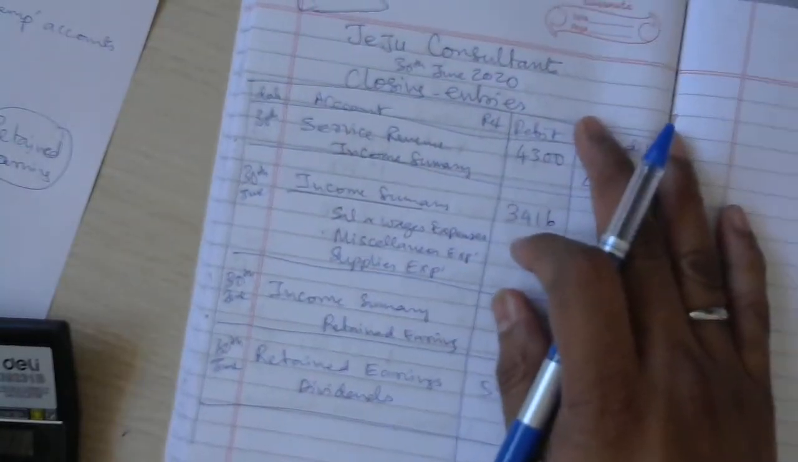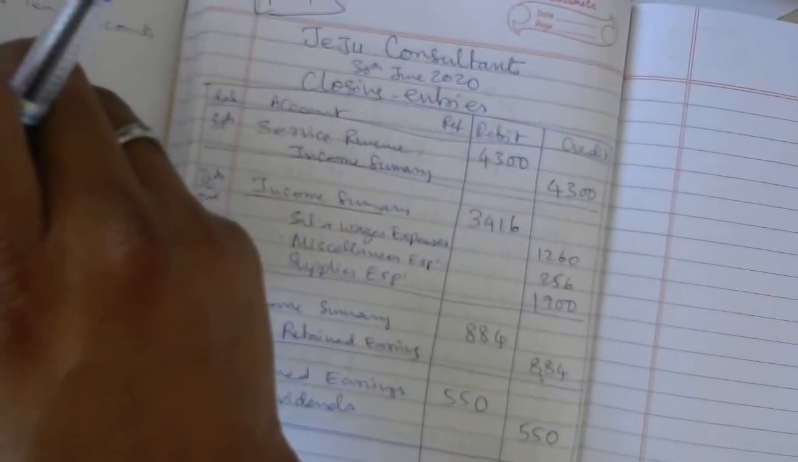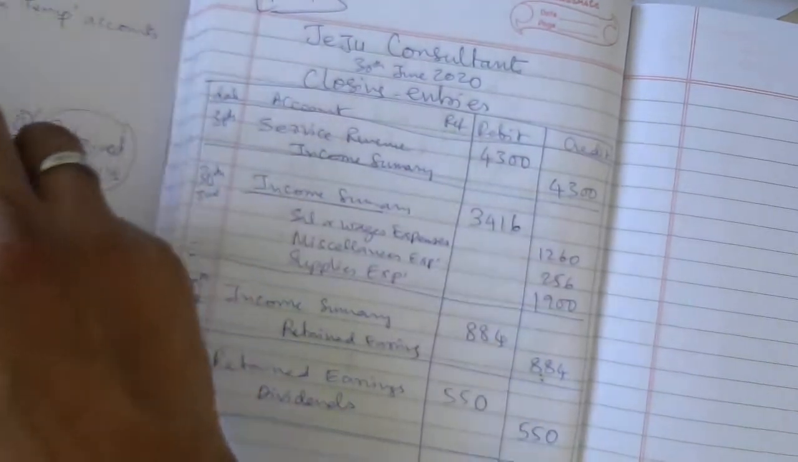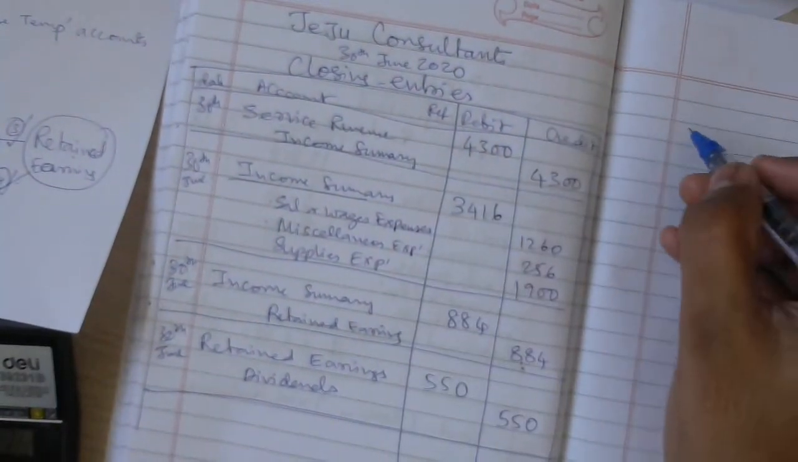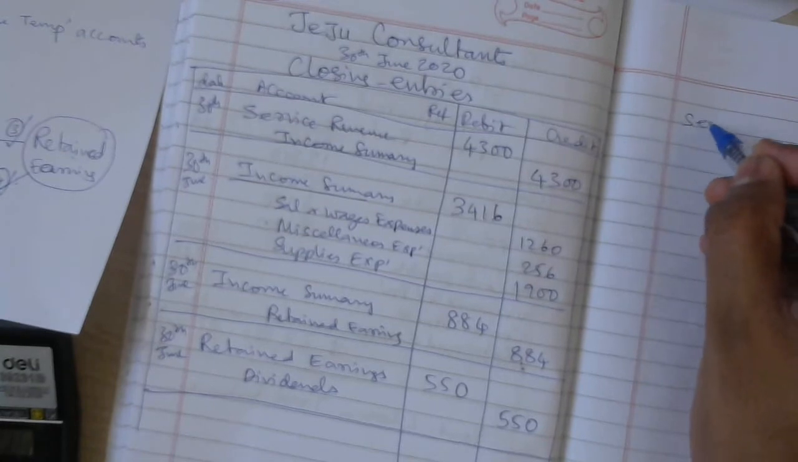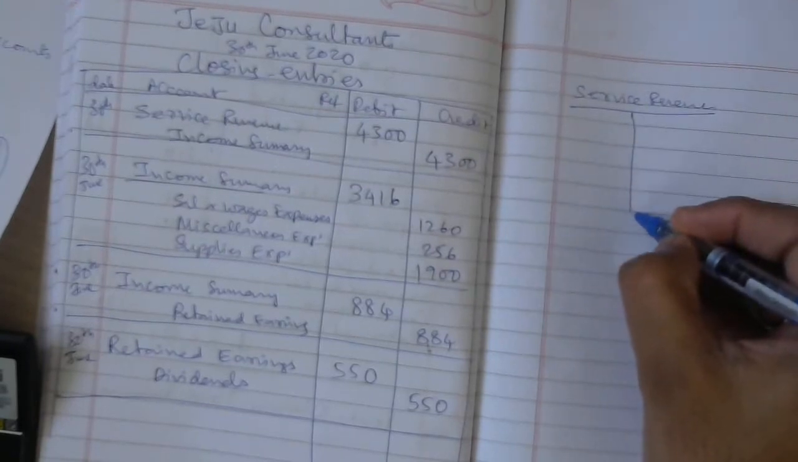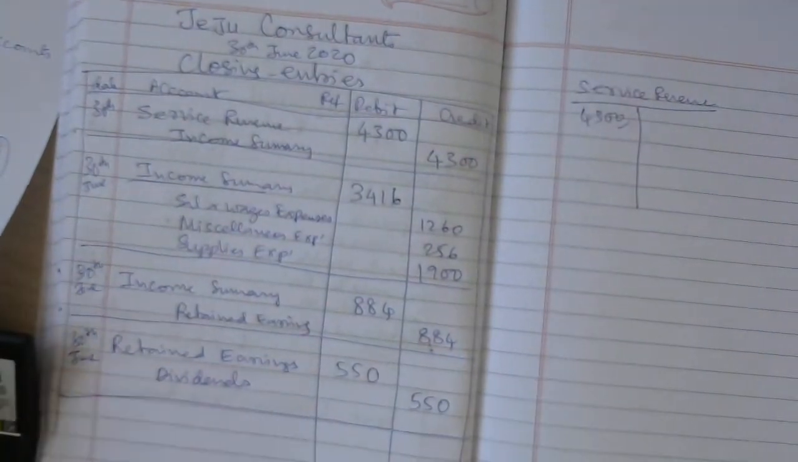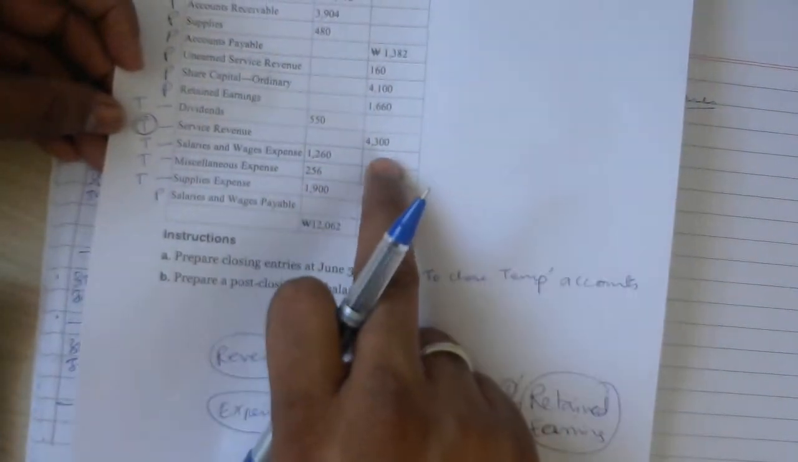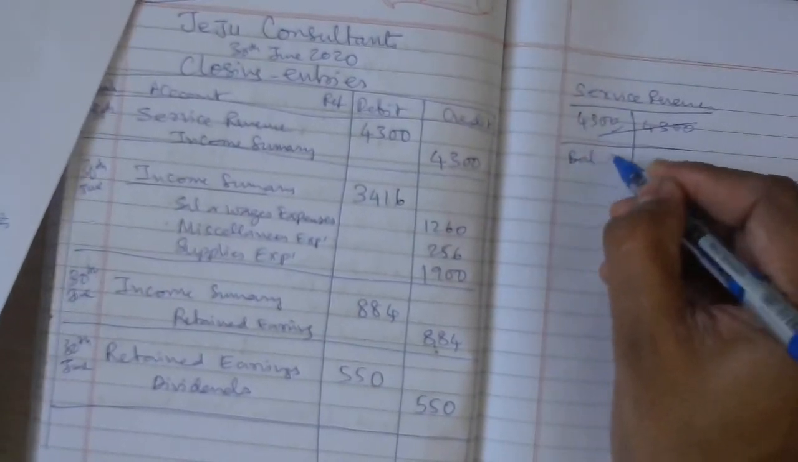So as a result, what happens? Now if I prepare the T account, just for your example, I am preparing a T account. So the T account is like this. See, if I create a T account of service revenue, although this is not required, I'm just giving it for explanation. See, service revenue has a debit of 4300, but service revenue according to the trial balance, already there is a 4300 on the credit side. So 4300, and these two cancel each other and balance will become 0.